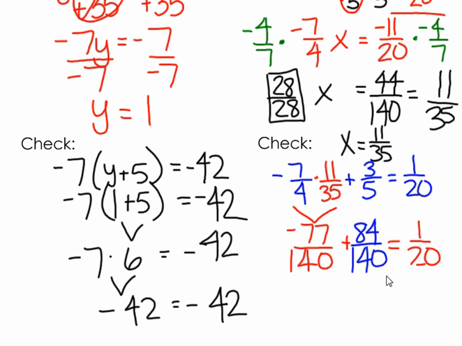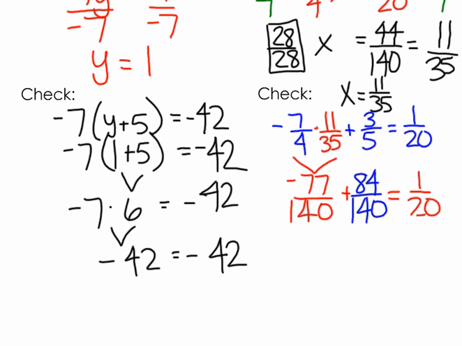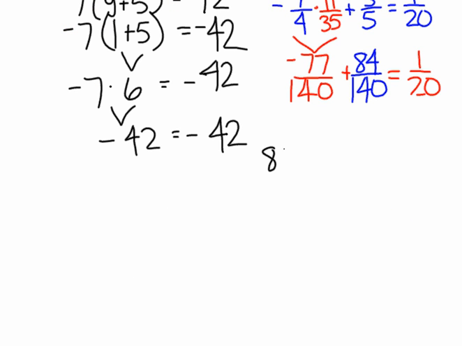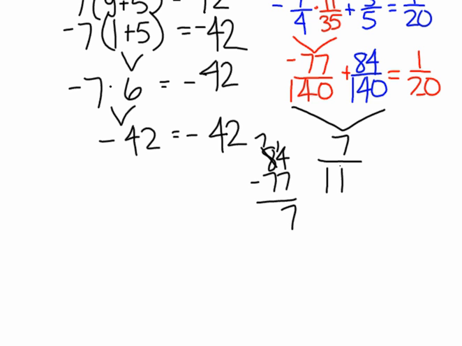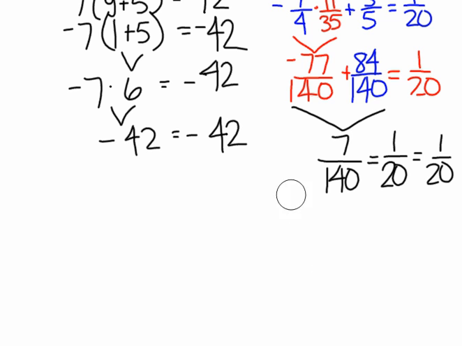Okay, next. Negative 77 plus 84, that is the same operation as 84 minus 77. So that combines to be 7 out of 140. And then I'm going to divide by 7, which is going to simplify down to 1/20. That's what I wanted it to be to show that my solution is correct.